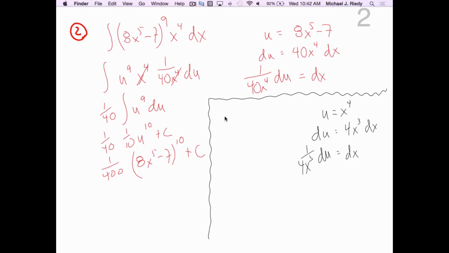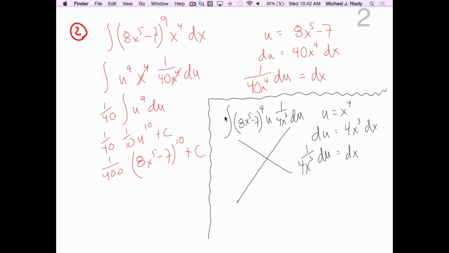Do the substitution. We get the integral of 8x to the 5th minus 7 raised to the 9th power. This becomes u, and du is 1 over 4x cubed du. Not good. No canceling going on. I have x's and u's. This is bad. We made a boo-boo. Then you erase and try it again.